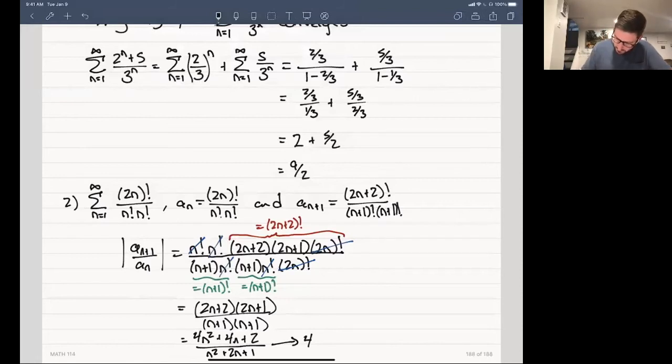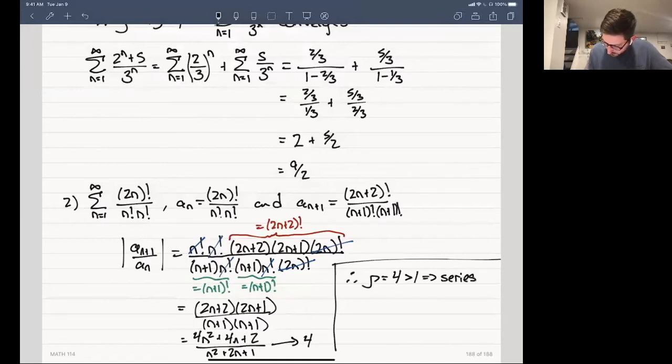And I'm going to squeeze this in just in the bottom so that we can finish it off. Therefore, rho is equal to 4, which is larger than 1, which implies the series diverges. Okay, so the ratio test in this case tells us that the series diverges.